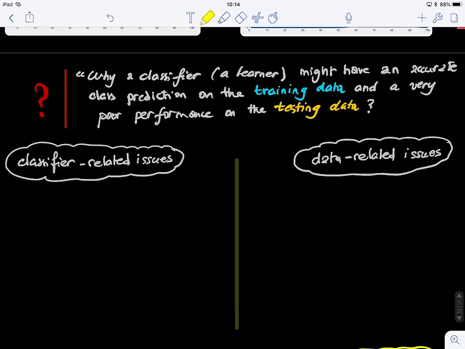These are actually big problems because you would get overexcited when you see that you have a very good performance on your training data, thinking that your classifier is learning well. But then once you come to the real challenge and the real test, it fails.